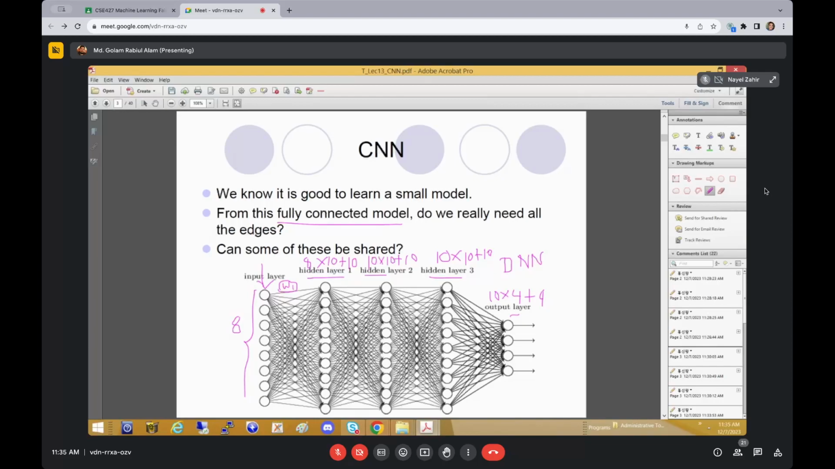And another thing is, we have here a fully connected model. Are all these connections necessary? If we can reduce some of the connections, then maybe it's better, because then we need to learn fewer parameters.